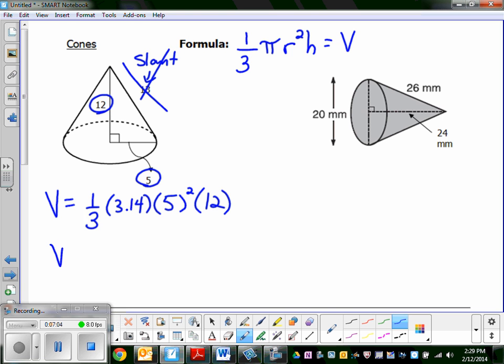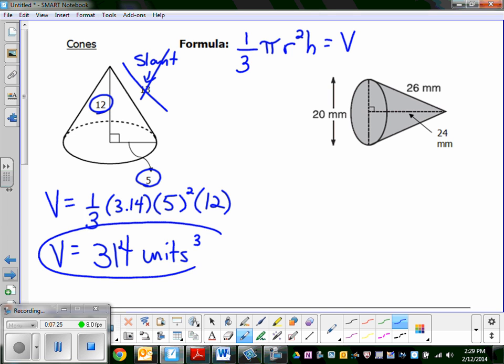Okay, when you finish calculating this out, you should end up getting 314. Now in this case, we did not have any units on our actual problem. So just to be a little bit overcautious, we're going to write units cubed. All right, and this would be our answer.